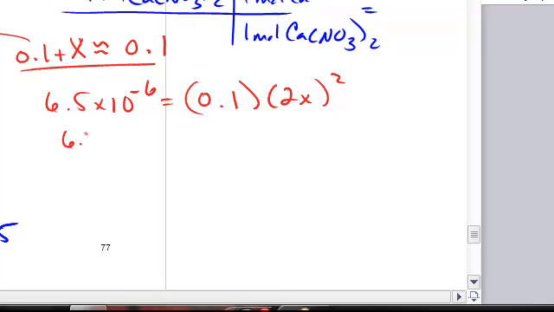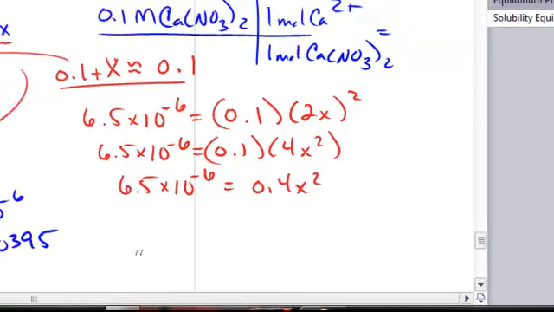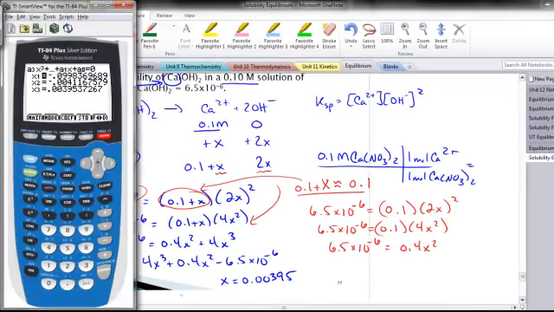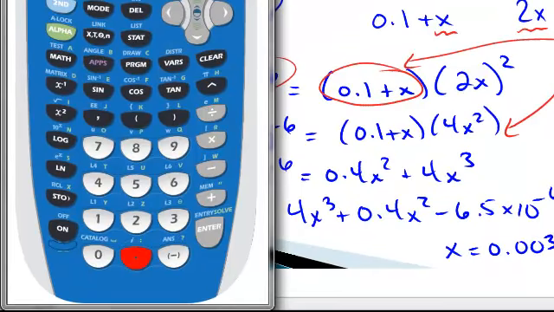Okay, and so now I can multiply that out with 4x squared, and 6.5 times 10 to the negative 6 equals 0.4x squared. And now all we have to do is take, I'm going to have to quit out of here, and do 6.5 times 10 to the negative 6 divided by the 0.4, and then we're going to have to square root it.